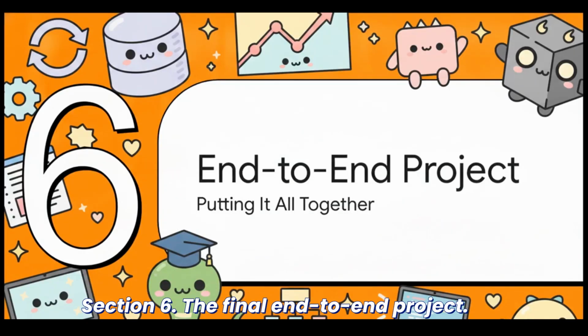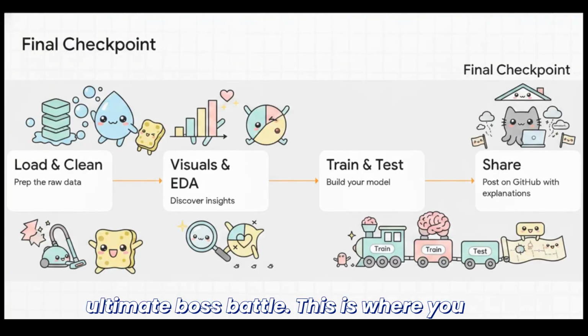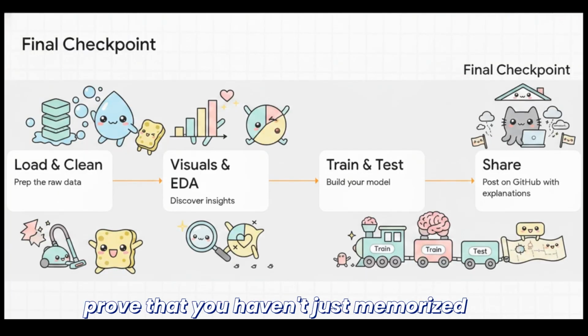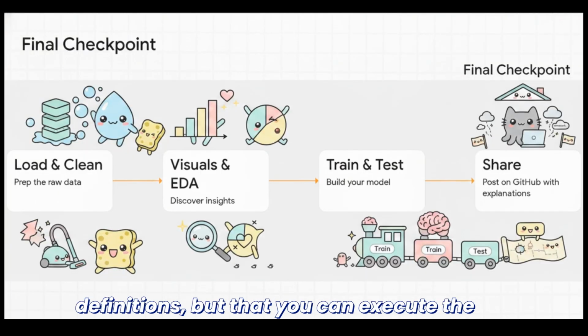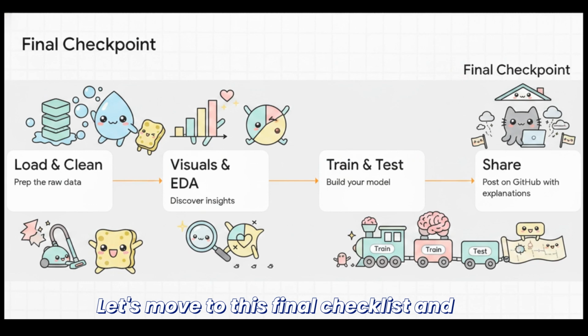Section 6, the final end-to-end project. Putting it all together. This is it, the ultimate boss battle. This is where you prove that you haven't just memorized definitions, but that you can execute the entire pipeline from start to finish. Let's move to this final checklist and see how everything builds into a final workflow.